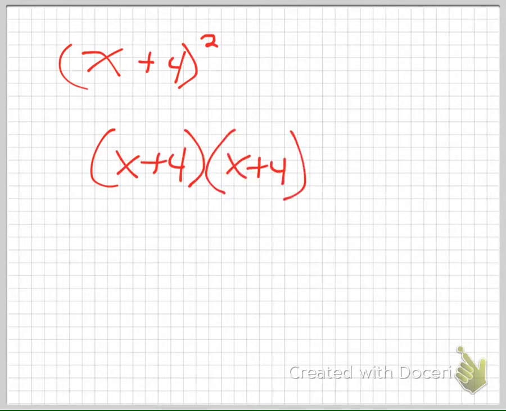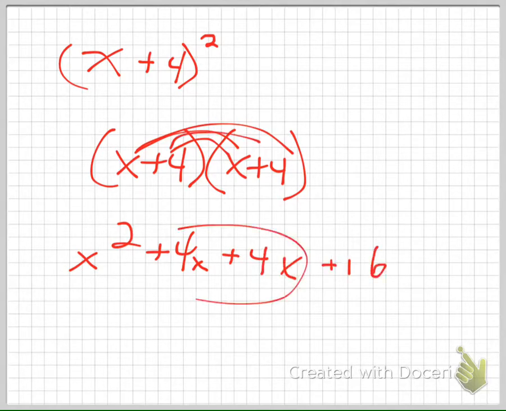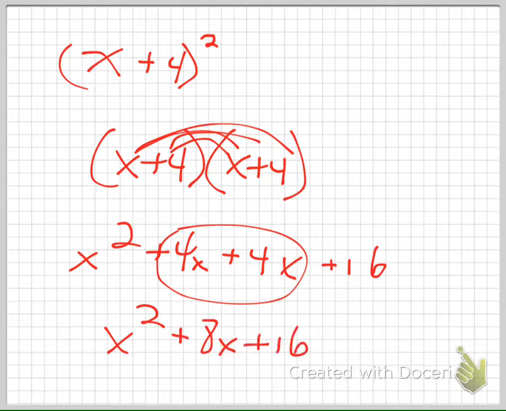Right? Isn't that the same thing? So then, is this 2x? X times x, is that 2x? What is x times x? X times 4 is plus 4x. 4 times x is plus 4x. 4 times 4 is plus 16. Add those together, x squared plus 8x plus 16.